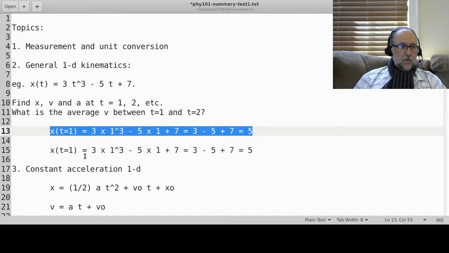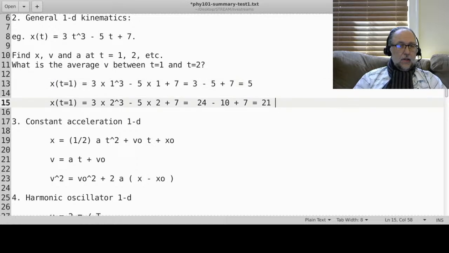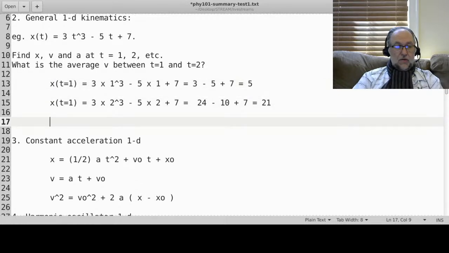At 2 seconds, instead of 1 you have 2 there, and 2 there. So 2 cubed is 8, so that's 24, and then minus 10 plus 7, which is 21. So that answers where it is at t equals 1 and 2 seconds. At 1 second it's at the 5-meter mark, and at 2 seconds, if this is in meters, it's at 21 meters. Let me look in the chat here. All right, no questions. Let me continue then.